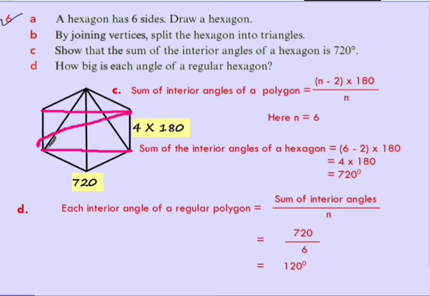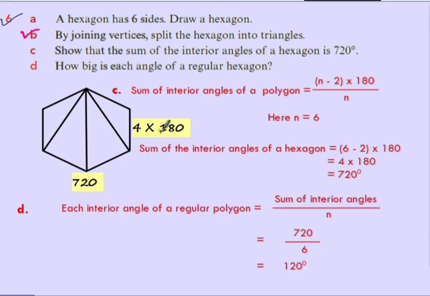If you count, you will get 4 only, because you cannot cut. So 1, 2, 3 and 4. There are 4 triangles, but what do they ask? They want to know, by joining the vertices, split the hexagon into triangles. So we got 4 triangles. Now show that the sum of the interior angles is 720.